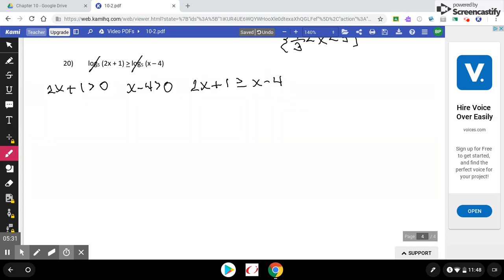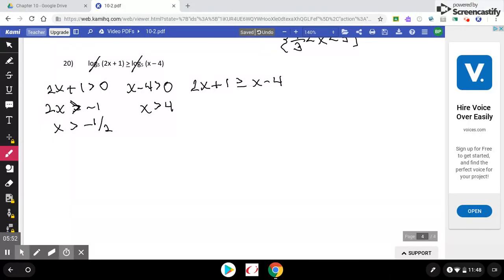And then just solve all three. So I am going to subtract 1. Sorry, not an equal sign, greater than. Subtract 1. Divide by 2. X has to be bigger than negative half. Pretty easy to solve this one. I got to add 4 to both sides. That argument has to be bigger than 4.